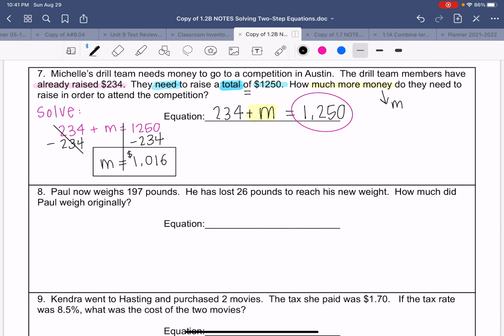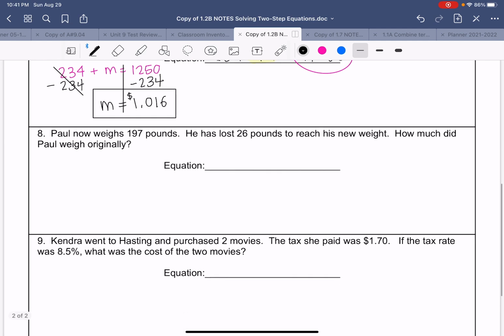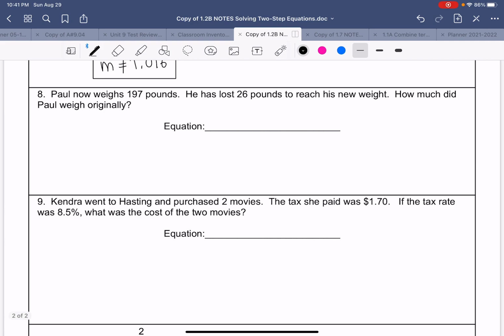All right, this next one. Paul now weighs 197 pounds. Now weighs. When I think of now right here, I think equals. So let's go through the whole thing first. He has lost 26 pounds to reach his new weight. How much did Paul weigh originally? So that's my question.